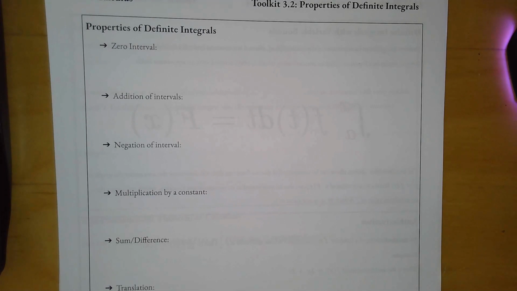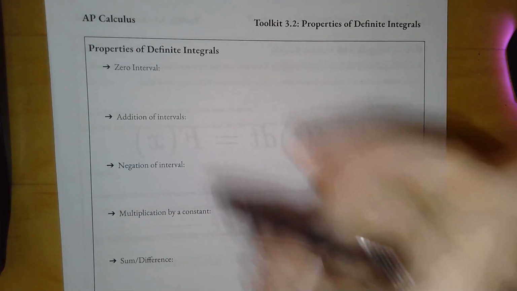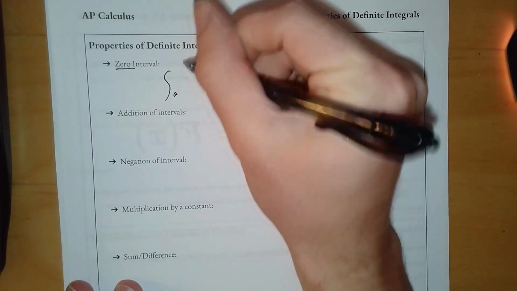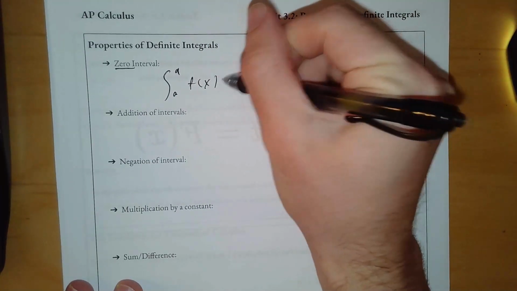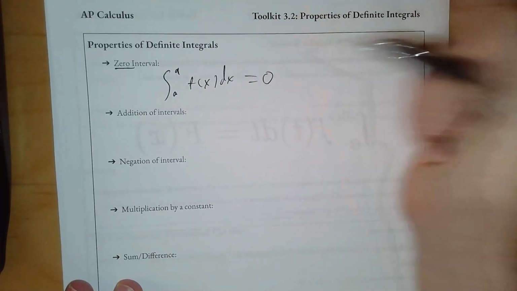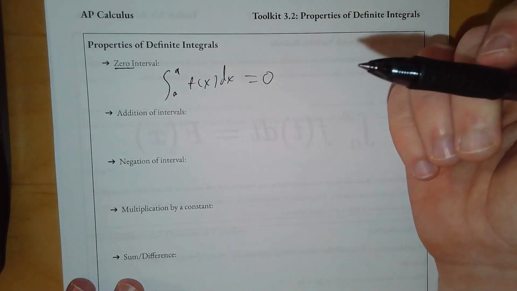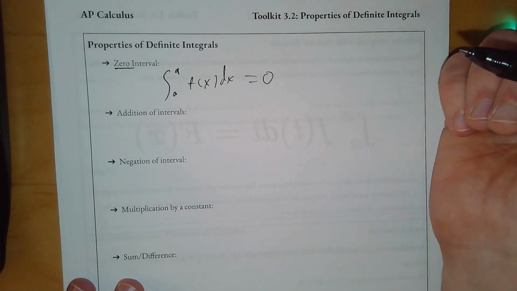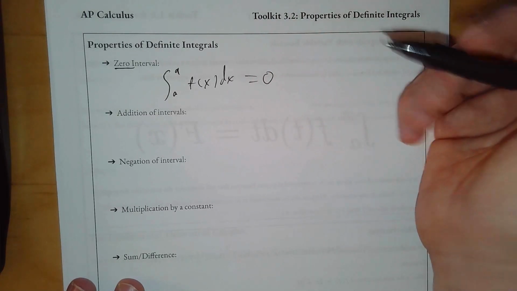And there are certain properties to definite integrals that you need to know. First one being the zero interval. Zero interval says that if you have an integral from some a to some a of some function f of x dx, this will equal 0. That's it, because essentially what you're saying is there's no width to your bounds, so there's no area there.